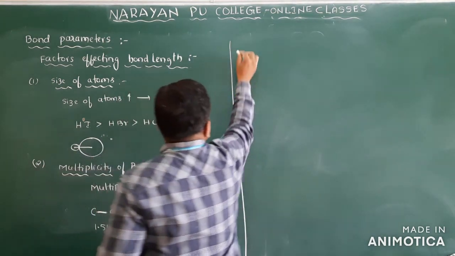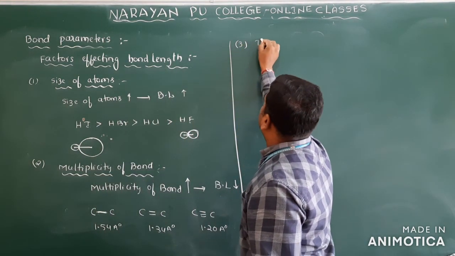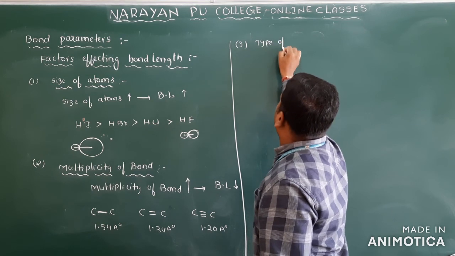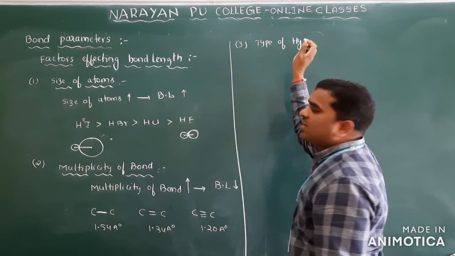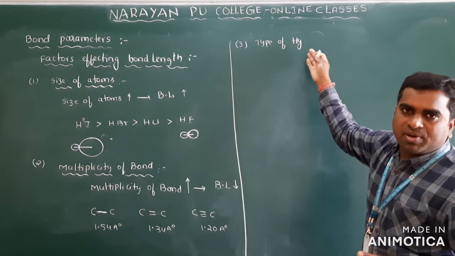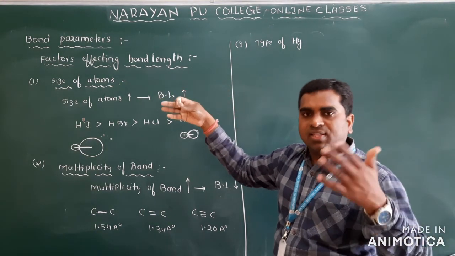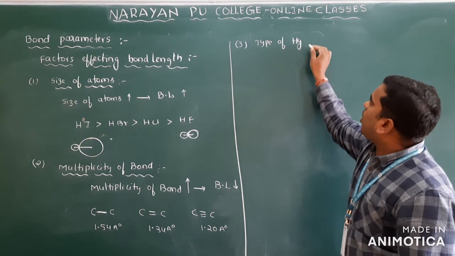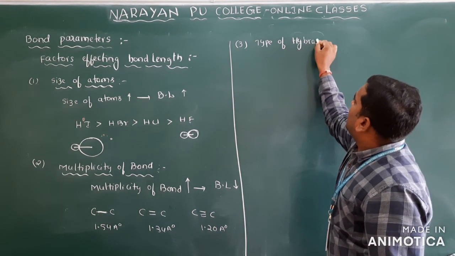And the third one is the type of hybridization. This is not yet done. Just remember that when we discuss hybridization in this chapter, at that time we can clearly understand it. Type of hybridization.